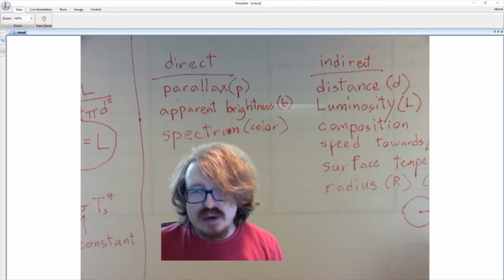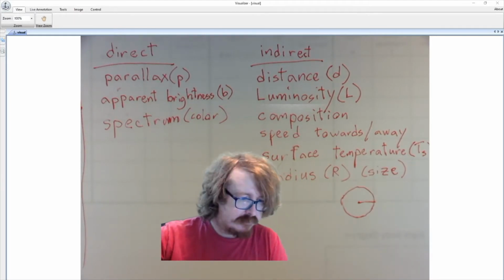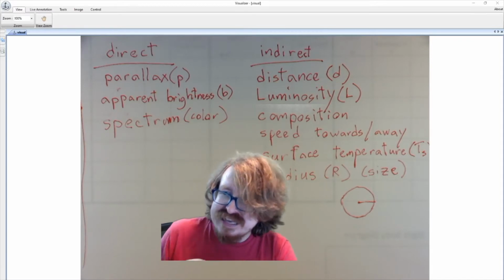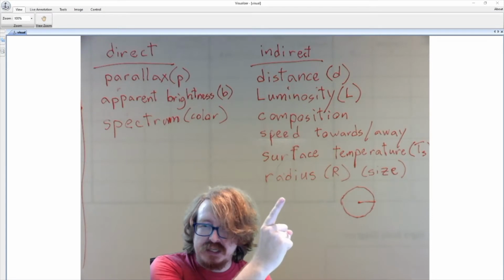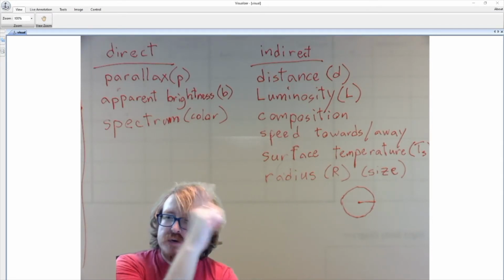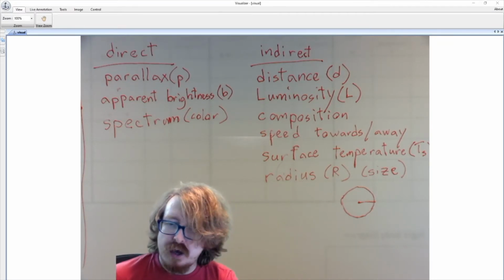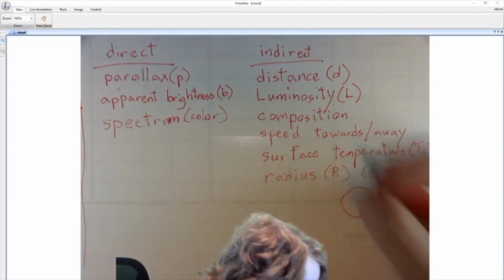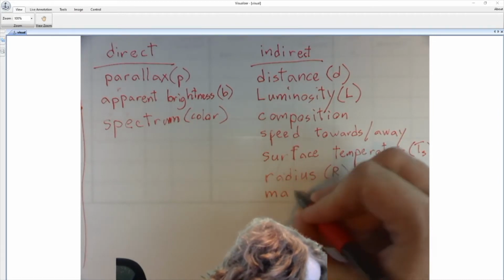The last thing we need to add to the list is mass, the amount of material in that star. Is that our final direct one or our final indirect one? Is mass, the amount of material in that star, direct or indirect? Indirect. Here we go. Let's pop it in there. It's indirect. We can't see inside the star, so we can't know it directly.